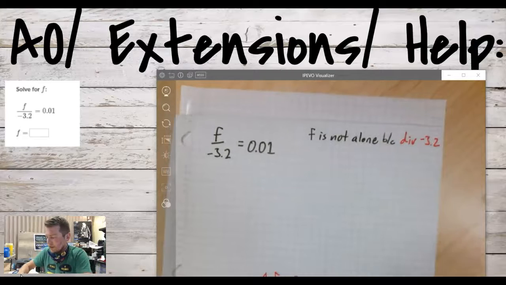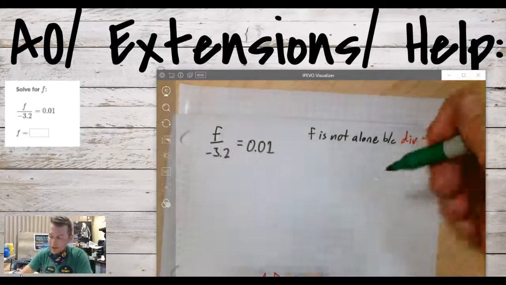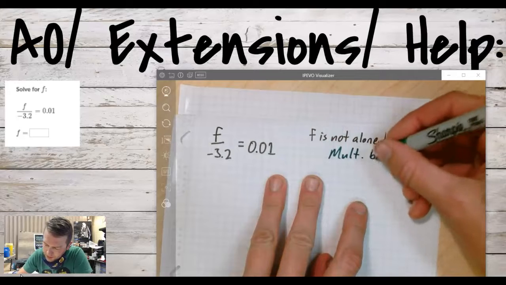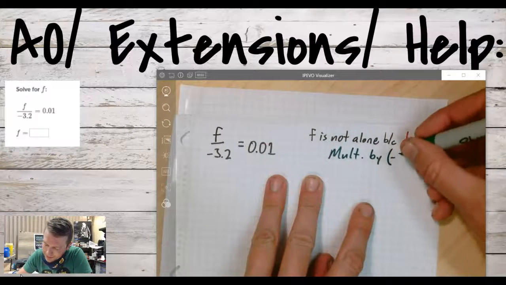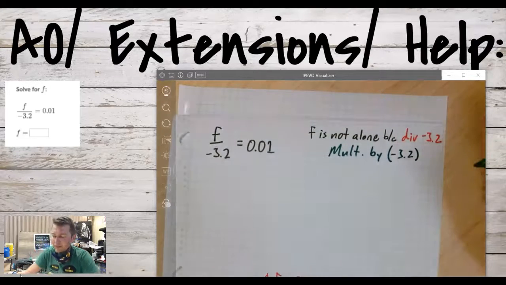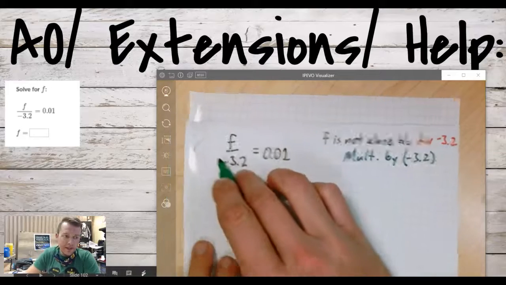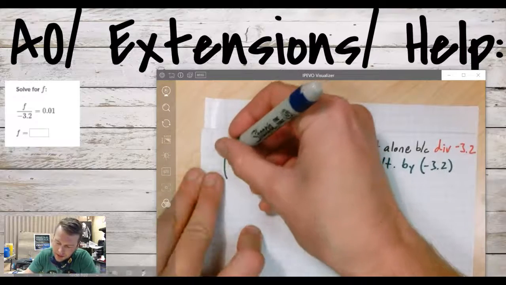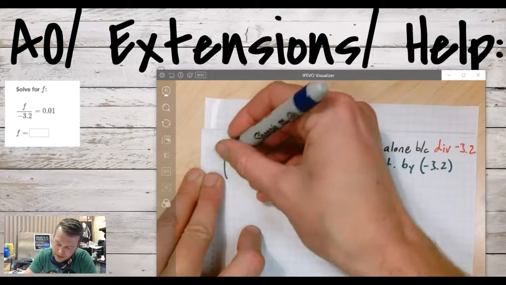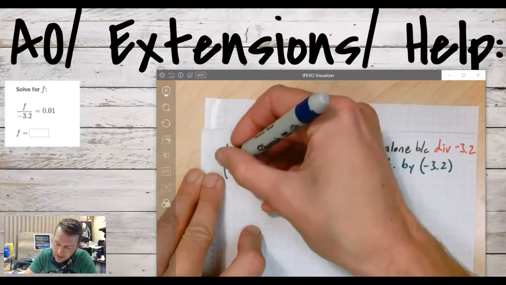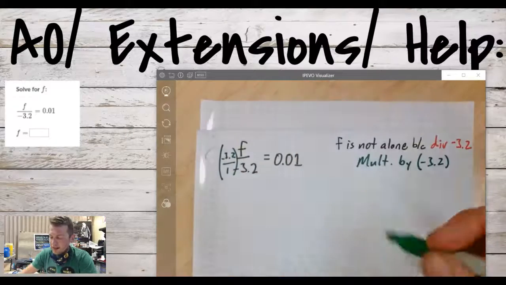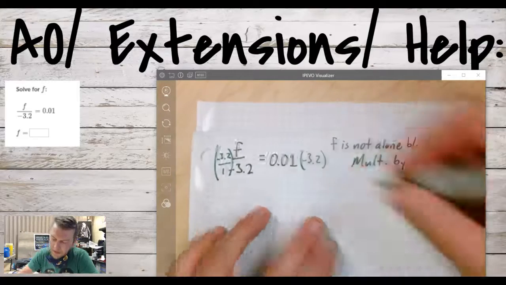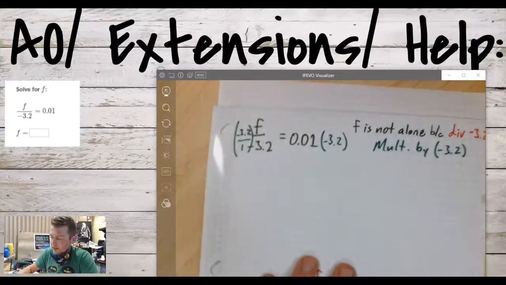So we ask ourselves, what is the inverse operation? How do I undo division? We will undo division by multiplying by that same number. So by the negative 3.2. So on the left-hand side, what that's going to look like here is multiplication by negative 3.2. Sorry, that's a negative. It should be a little bit higher up. Over 1. Because of the in-between step that I'll show in a moment. And we multiply on the right-hand side because we have to keep things balanced.